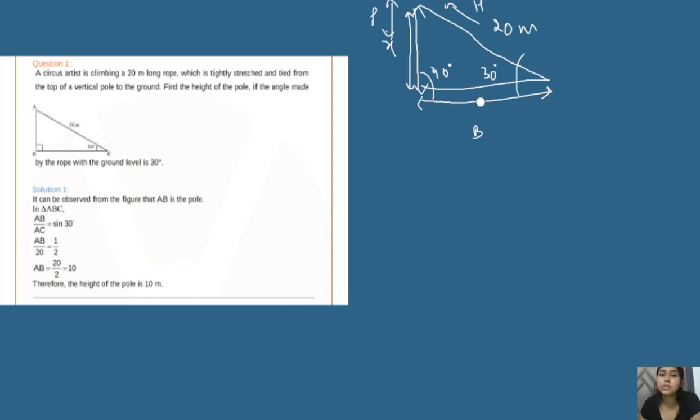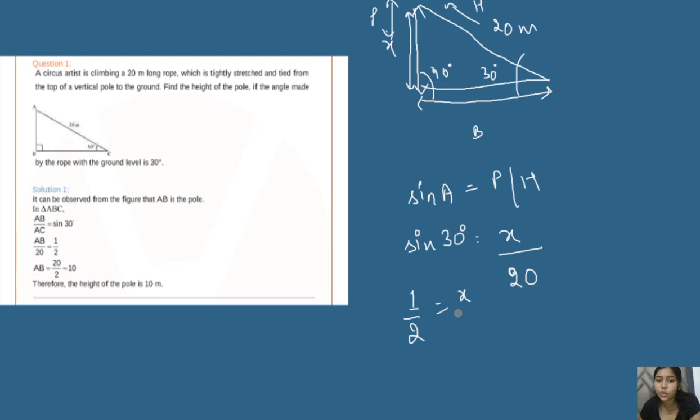In this particular question you can't apply Pythagoras theorem as only one side is given, not two. So what you can do is, this is the hypotenuse, this is the perpendicular. You know that sine A is equal to perpendicular by hypotenuse, or sine 30 is equal to x divided by h, which is 20 meters, right? Now the value of sine 30 is 1 by 2, equal to x by 20. After solving it, you will get x equals 10 meters. So the length of the pole from the ground is basically 10 meters.